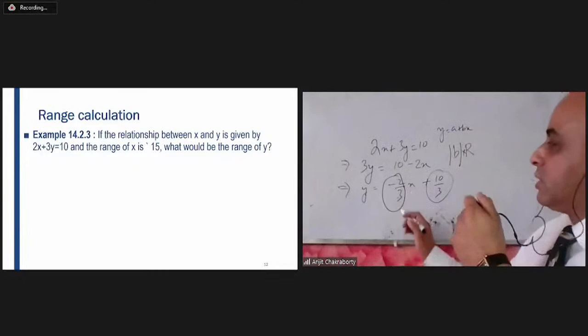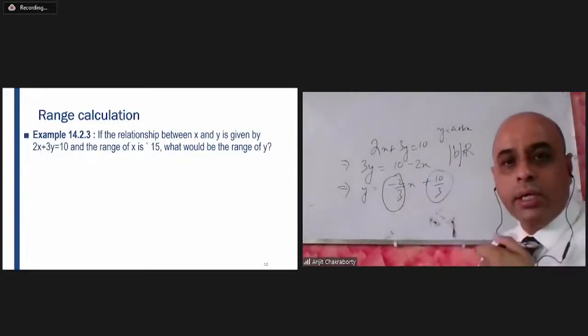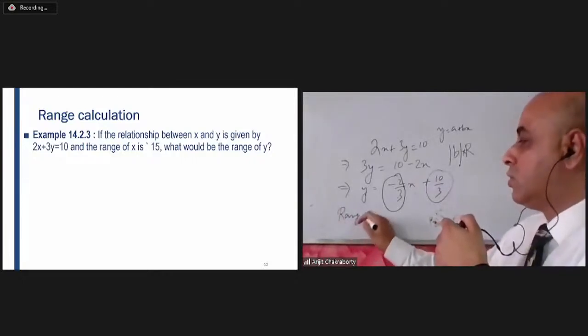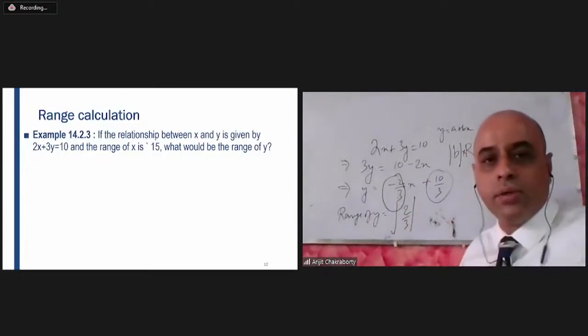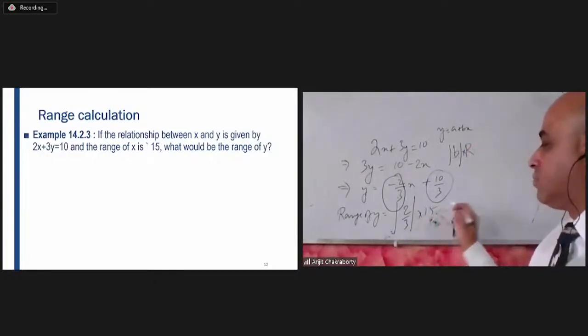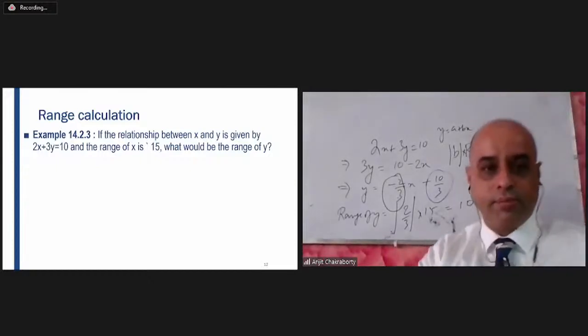So here y is equal to minus 2 by 3x plus 10 by 3. So the range of y is equal to mod 2 by 3 into the range of x. Range of x is how much? 15. So 2 by 3 into 15, that is 10. So this is very simple.